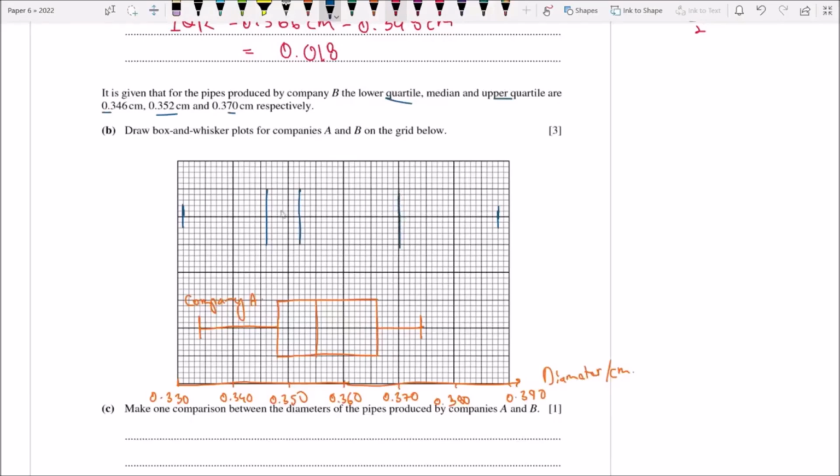These are honestly annoying, like drawing these graphs. Honestly, chapters 1, 2, 3 were really annoying from this one coursebook. Alright, so this is it for company B.